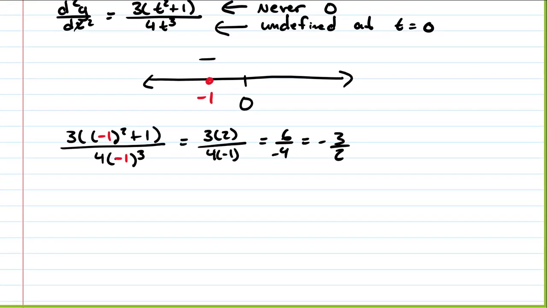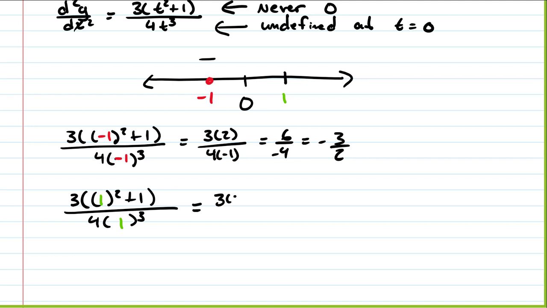And then we test something on the other side. So let's test positive 1. And we're going to get pretty much the same thing. So 3 times 1 squared plus 1 all over 4 times 1 cubed, which is still 3 times 2 over 4 times 1, all positive this time, so 6 over 4, which is 3 halves. So over here it's positive.